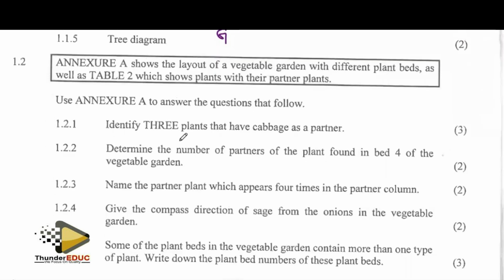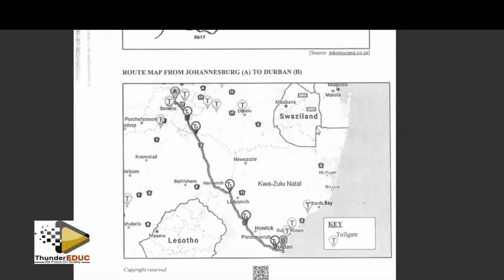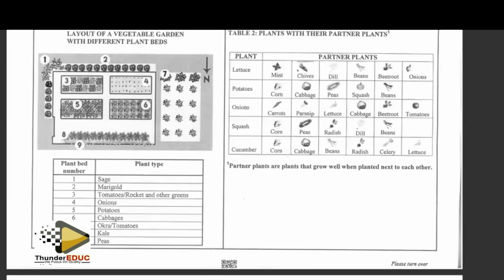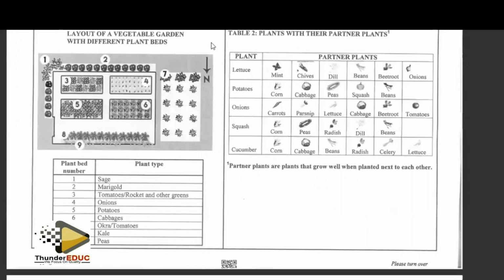1.2. Use annexure A. Annexure A shows the layout of a vegetable garden with different plant beds, as well as table 2, which shows plants with their partner plants. Use annexure A to answer the questions that follow. Let's see annexure. All right, this is the next chart that we have. And the question is, identify the plants that have cabbage as a partner. So we shall come here, look for cabbage. We have cabbage 1, cabbage 2, cabbage 3. Do we have any other cabbage anyway?